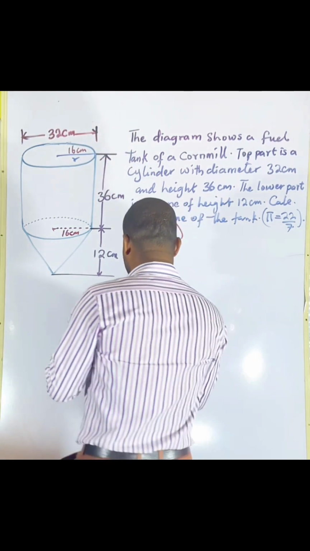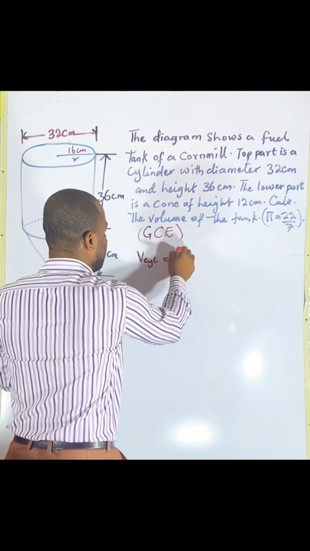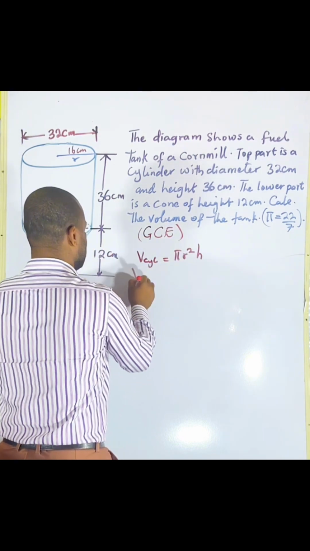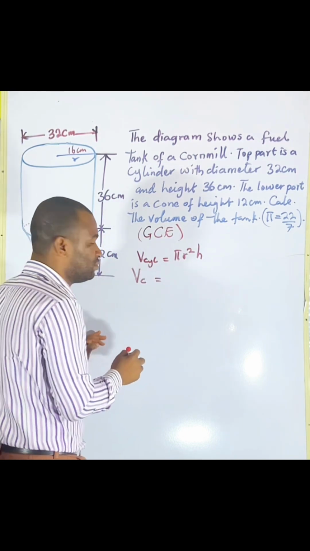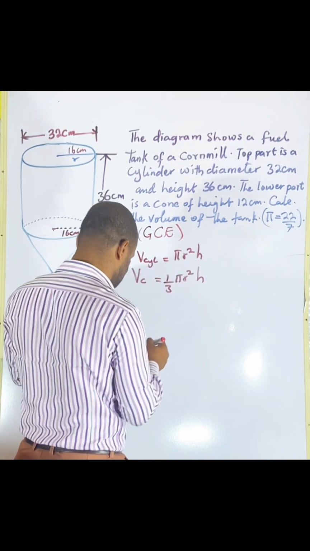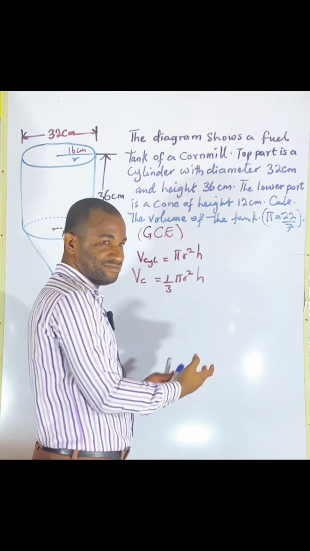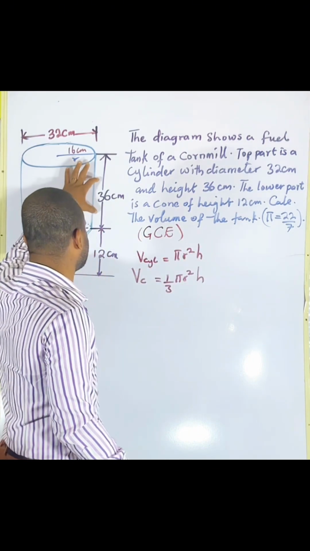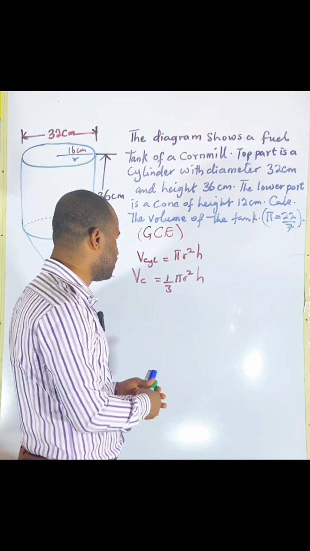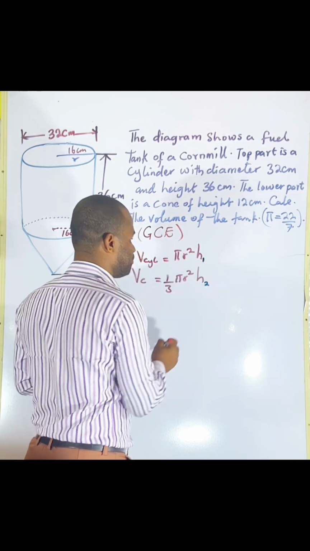Now let's talk about this. We said that the volume of a cylinder is equal to pi r squared times h. Then the volume of a cone is going to be equal to 1 over 3 pi r squared h. There's a bit of confusion here because we have two h's. The first h is 36 and the second h is 12, but they are not the same value. For that reason, I'm going to use subscript 1 here, and this one is subscript 2.